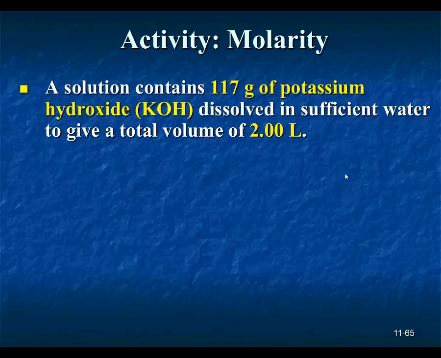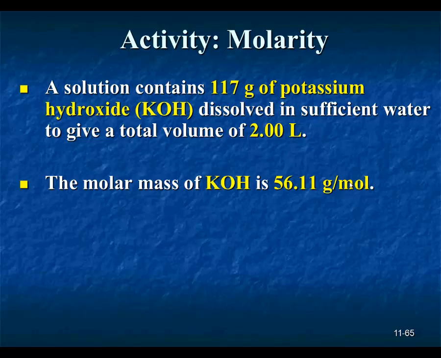Okay, so if I want to calculate molarity, let's say that we have 117 grams of potassium hydroxide. We're dissolving it in enough water that the final volume, when I dilute everything in a volumetric flask, adds up to 2 liters. So first of all, if I want to find the moles of my solute, I need the molar mass. So I calculate the molar mass of potassium hydroxide as 56.11 grams per mole.